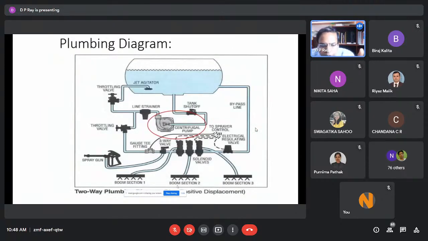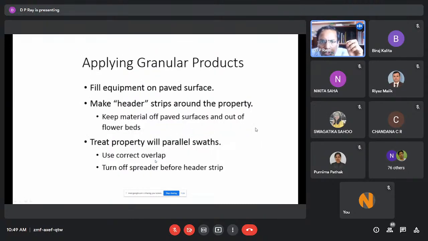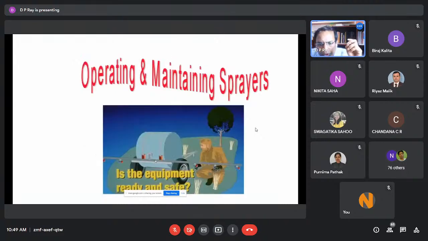And that is how the overall assembly works, which I wanted to show here. It is a very common picture. You will know there is a tank and an agitator. From that tank, there will be a throttling valve, and the liquid comes through the centrifugal pump, from where it goes to the boom sections, and we can spray. Otherwise we can attach a spray gun and apply through that. So this is one schematic diagram of that. And the granular applications, as I already mentioned.